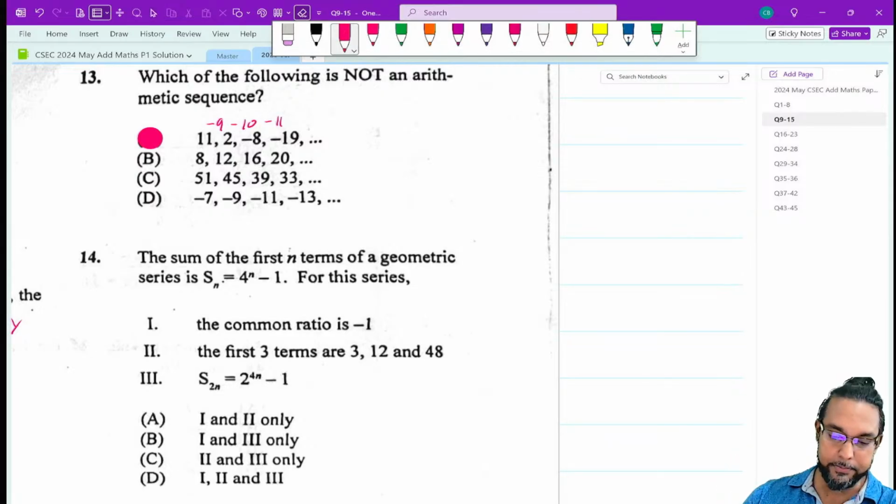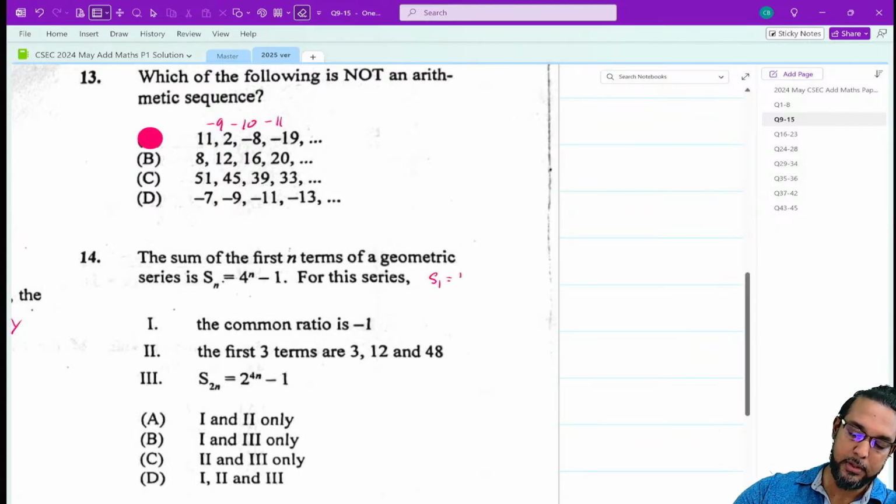So check this. The sum of the first n terms of a geometric series is, okay, so check it. If you want the sum of only one term, which, if you think about it, would have to be the first term, you have 4 to the 1 minus 1. 4 to the power 1 is 4. 4 minus 1 is 3. If you want the sum of the first two terms, that's 4 squared minus 1. 4 squared is 16. 16 minus 1 is 15. But this is the sum of term 1 and term 2. So to go from 3 to 15, you have to add 12. And that 12 is the second term. The third term is 4 cubed minus 1, which is 63.